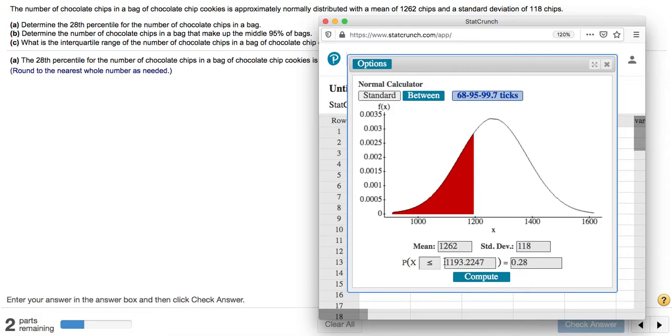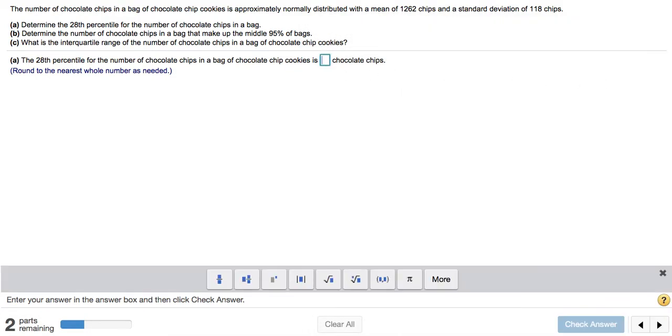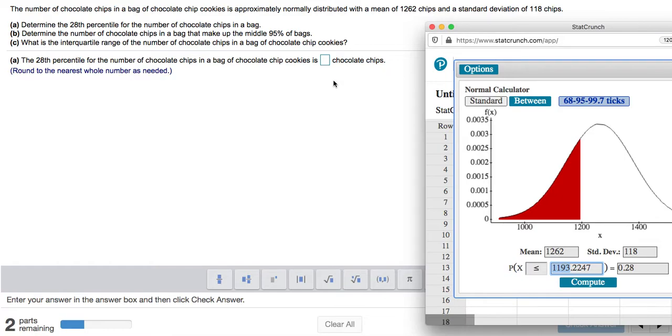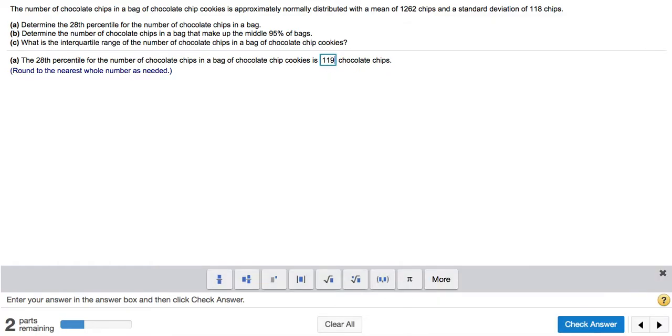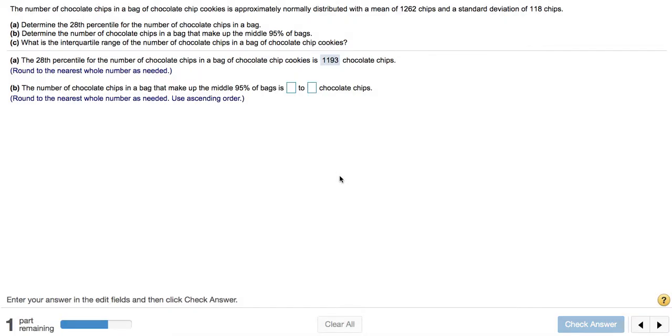And so that number is here. It's 1,193 if we round to the nearest whole number. So this is the value I'm going to put in for part A. So that is 1,193. I'll check my answer. All right.